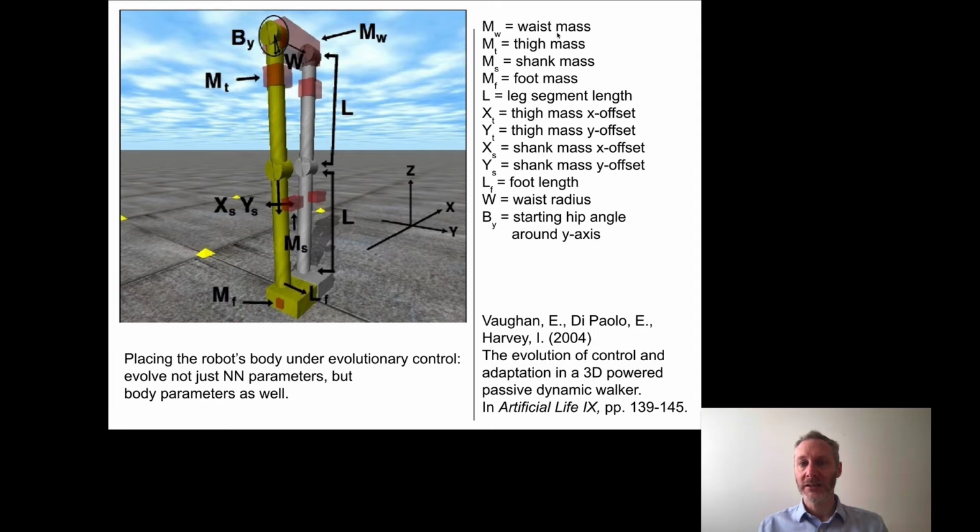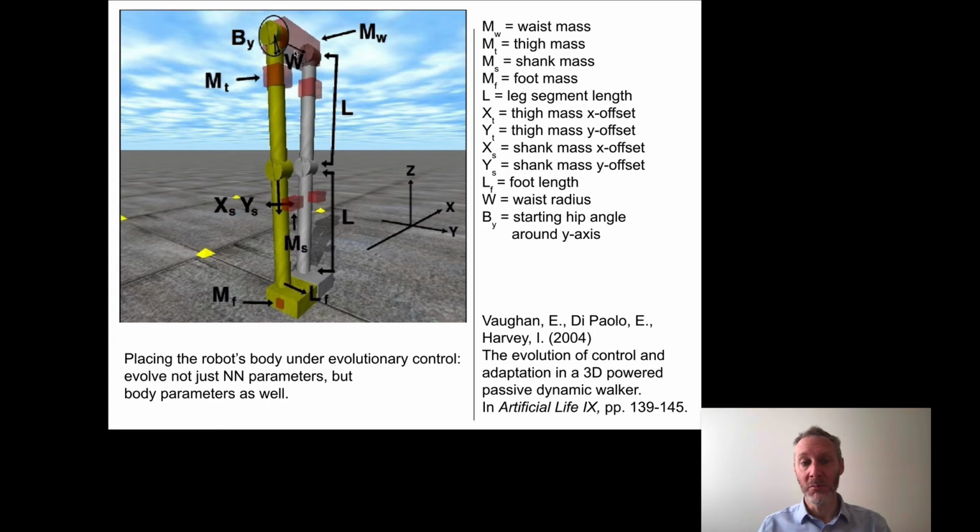Let's start with the masses here. You'll notice there are 4 M's: MW, MT, MS, and MF. You can think of these little red blocks here as lead weights that they could place at different points on the hip or on the waist here. They could place it anywhere on the thigh. They could place the third weight anywhere on the shank or the lower leg, and the fourth mass they could place anywhere on the foot. You'll notice that whatever values they assign for these parameters on the left leg is reflected symmetrically on the right leg.